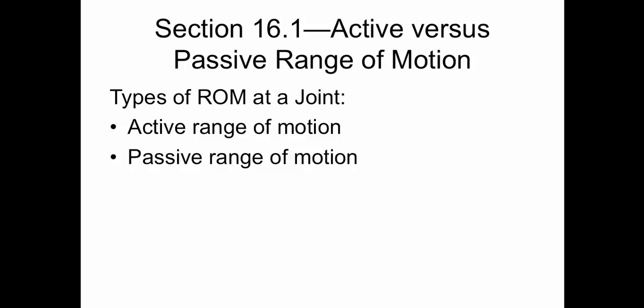There are two types of motion, or range of motion, that can occur at a joint: active range of motion and passive range of motion. Active range of motion is defined as joint motion that is created by the mover muscles of that joint. Passive range of motion is defined as joint motion that is created by a force other than the mover muscles of that joint.